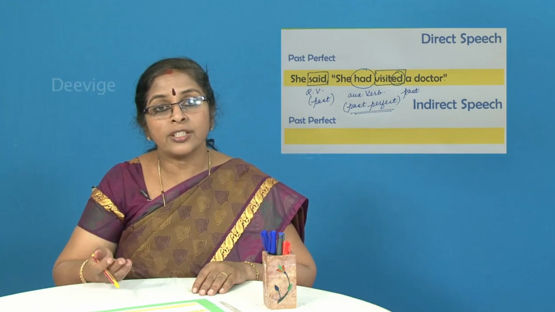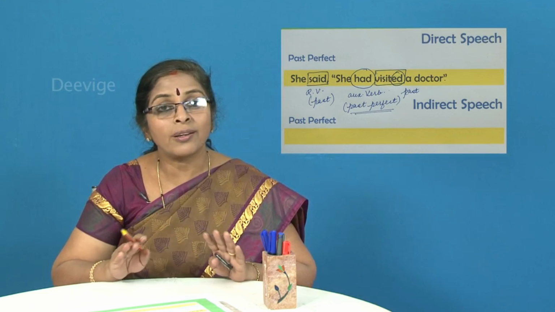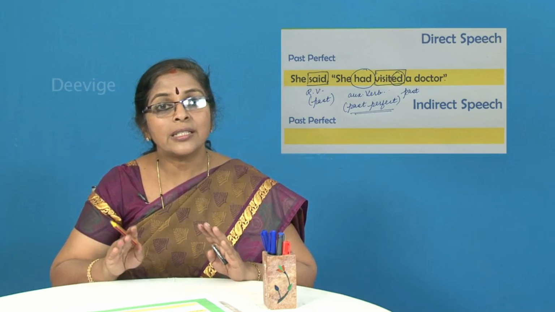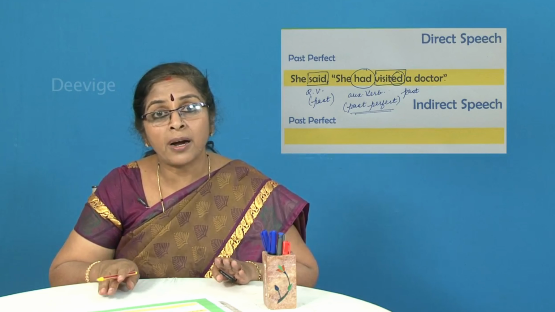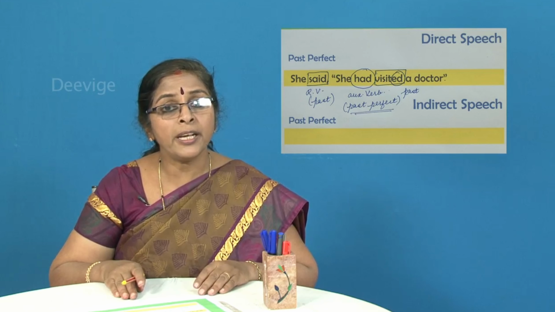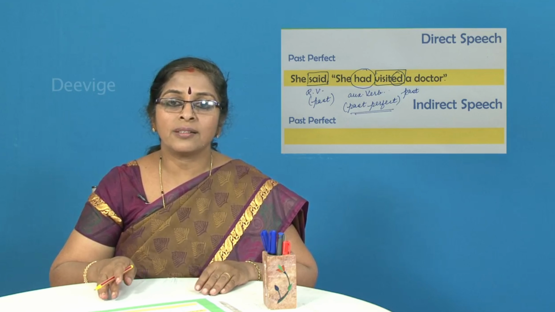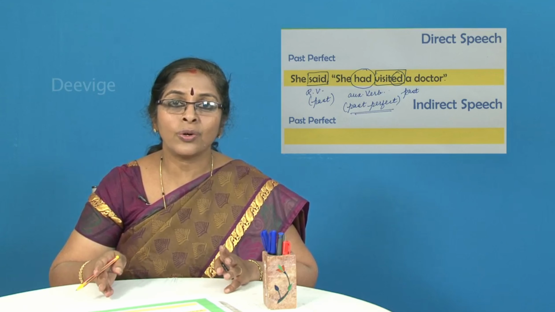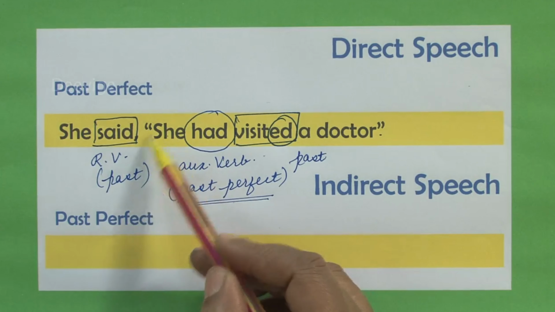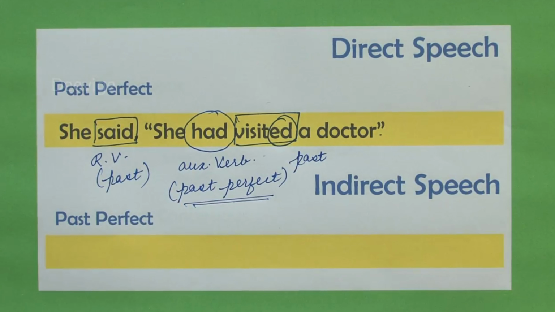So, when you change it from direct to indirect, the tense will not undergo any change. It still remains in the past perfect itself. So, the answer therefore would be, she said that she had visited a doctor. That is all. Only thing is, you will just remove the open inverted commas, remove the close inverted commas, and you're going to end the sentence with a full stop.